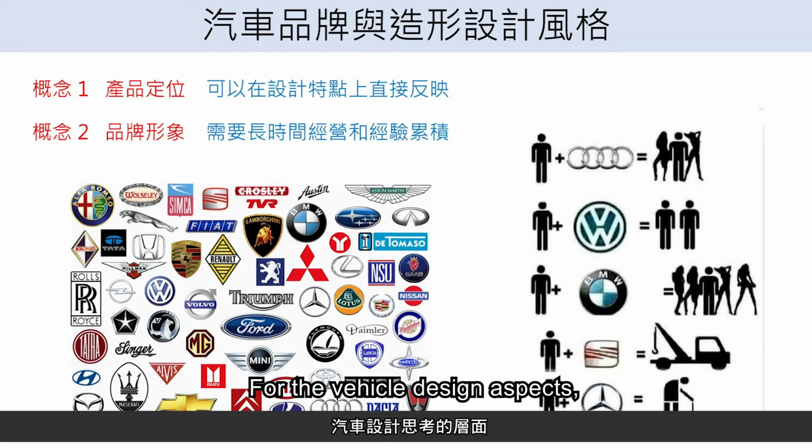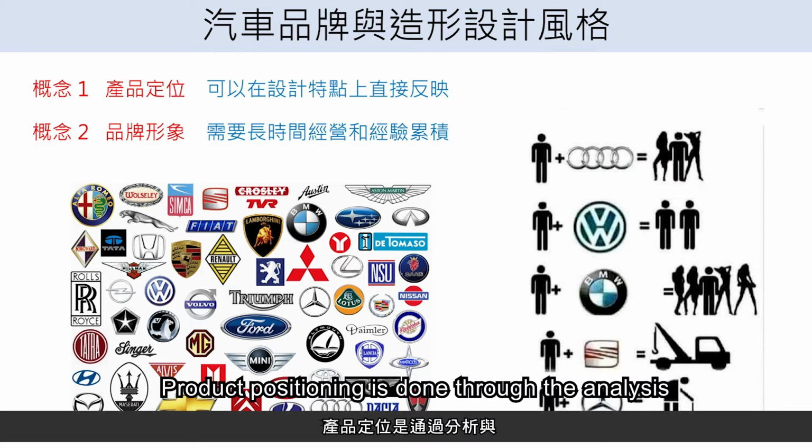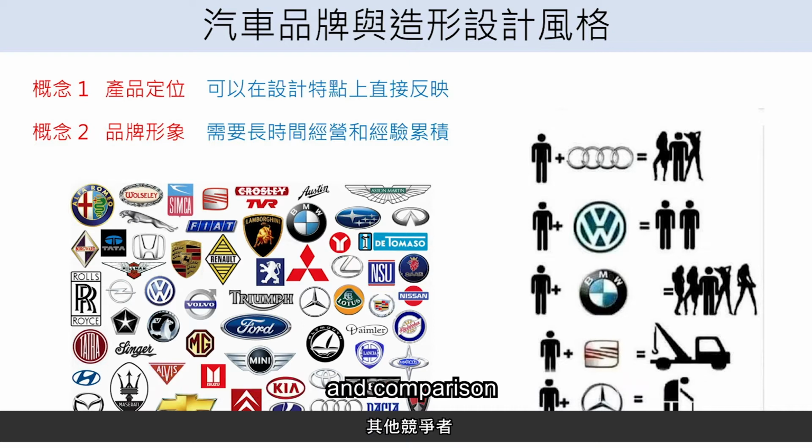For vehicle design, apart from the product's performance, there are also other aspects, such as brand, shape, design, and style. Concept 1. Product positioning. Product positioning can be directly reflected in the design features. Product positioning is done through the analysis and comparison of other competitors' products within the market, and the survey and analysis of the consumer's needs for this product, to establish the product's functions and the shaping of its quality.